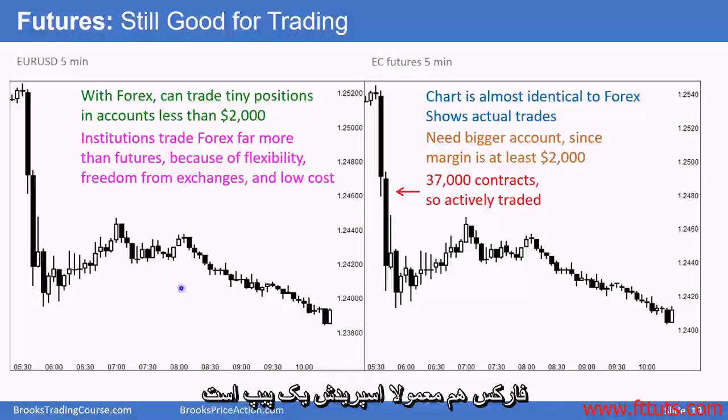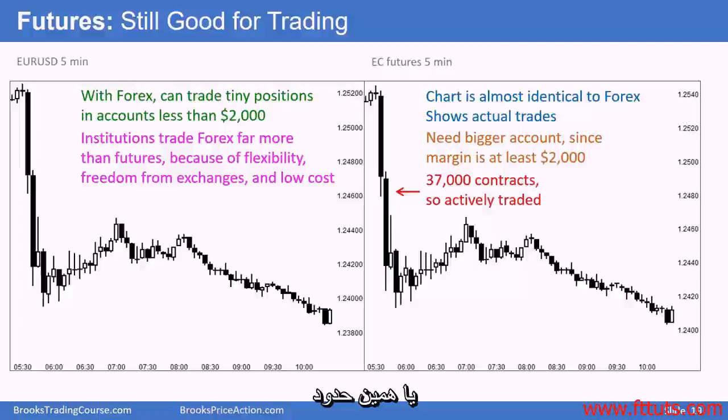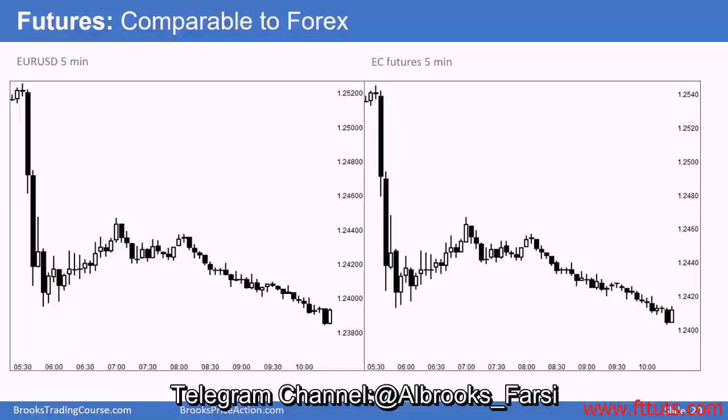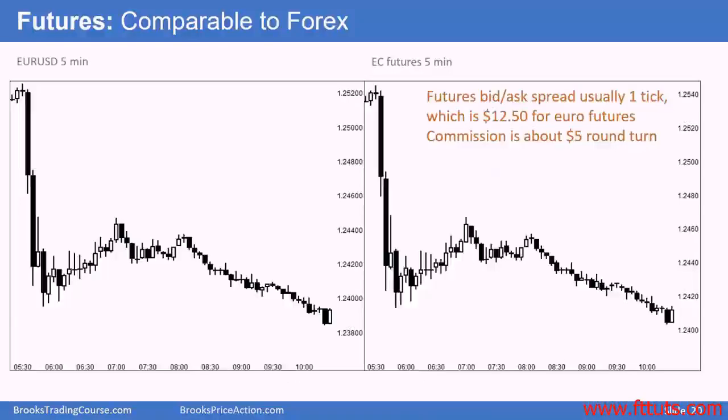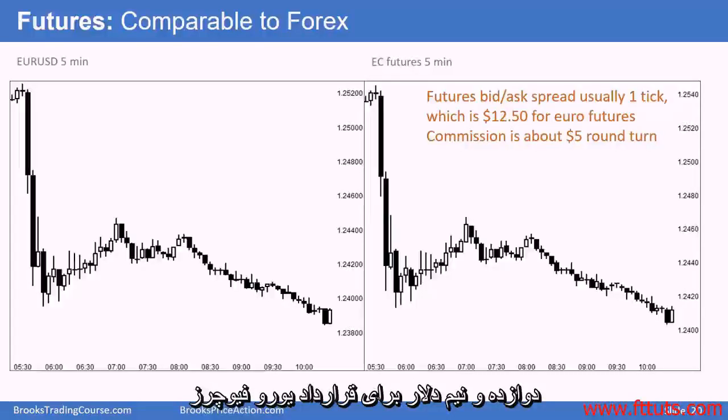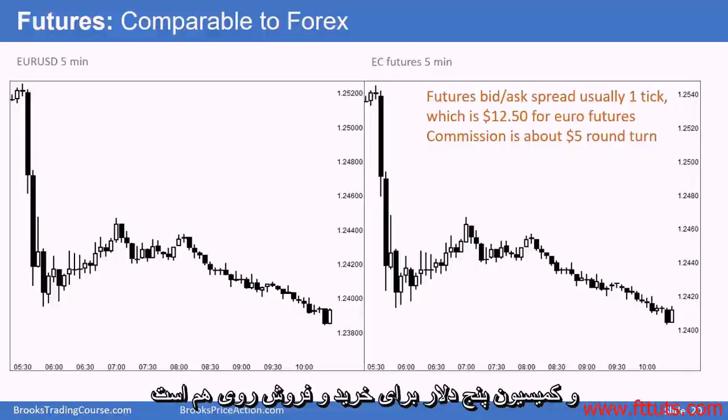Just like if you're trading Forex markets, the bid-ask spread is usually 1 pip or around 1 pip. If you're trading futures contracts, the bid-ask spread is usually 1 tick, $12.50 for a Euro futures contract, and the commission is about $5 round turn on top of the spread.